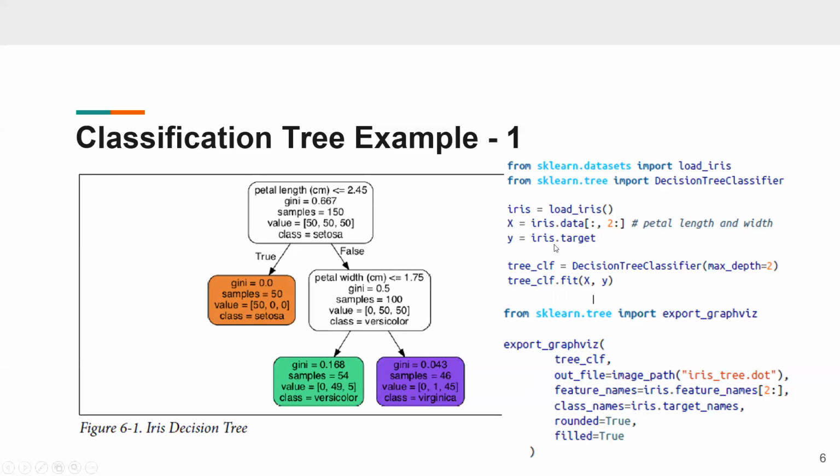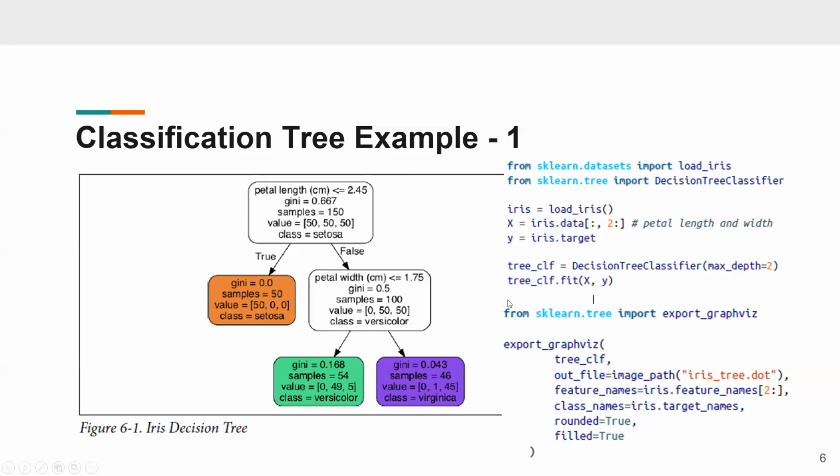That target has 3 different types of flowers: the first one is setosa, the second one is versicolor, and the third one is virginica. Those 3 types of flowers are going to be differentiated by petal length and width. Let's see how we can do it. We use DecisionTreeClassifier with max depth equal to 2 to build this tree object, and then we fit it: tree_clf.fit the x versus y.